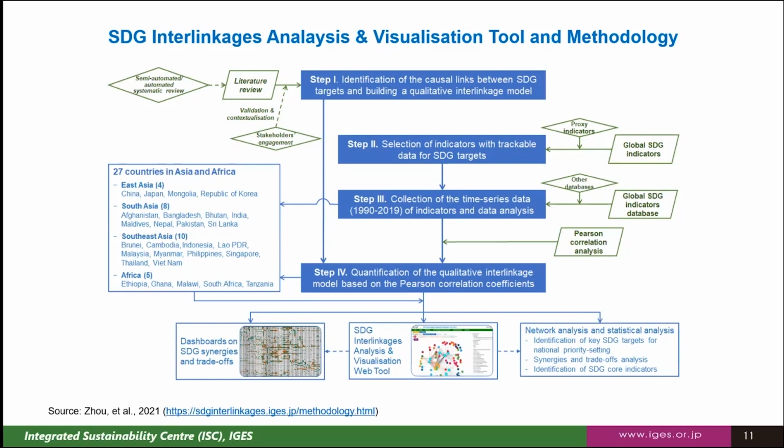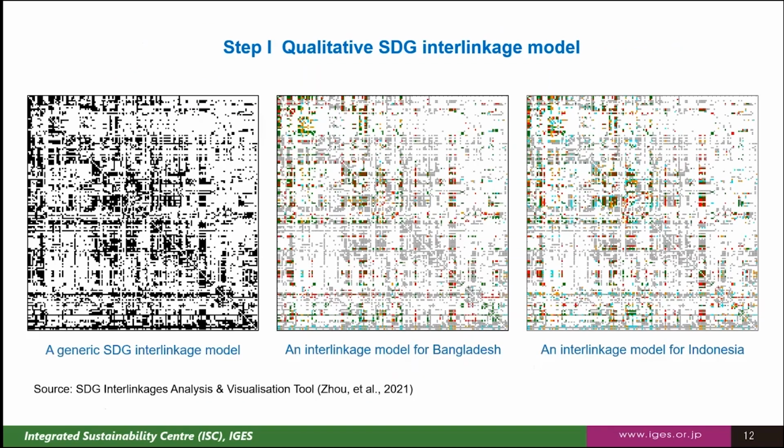And step 4 is building the quantitative interlinkage model and also visualizing the results in a network of SDG interlinkages. Outputs include national dashboards on synergies and trade-offs, and the free online visualization tool, which I will introduce later. The methodology and the tool have also been used with network centrality analysis to rank targets and support integrated priority setting in a couple of countries in Asia.